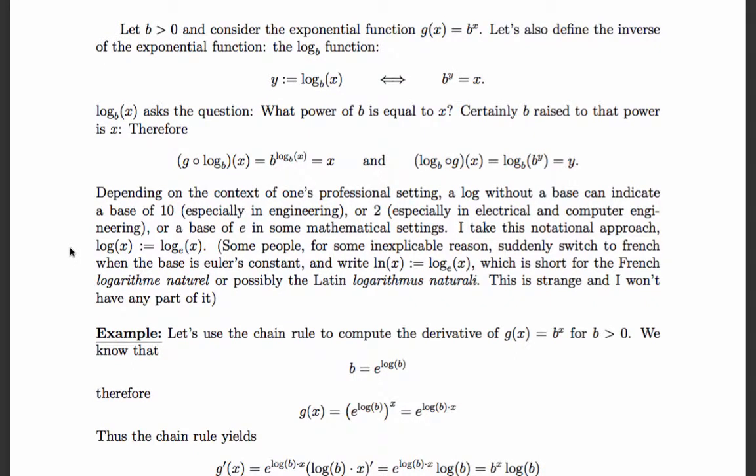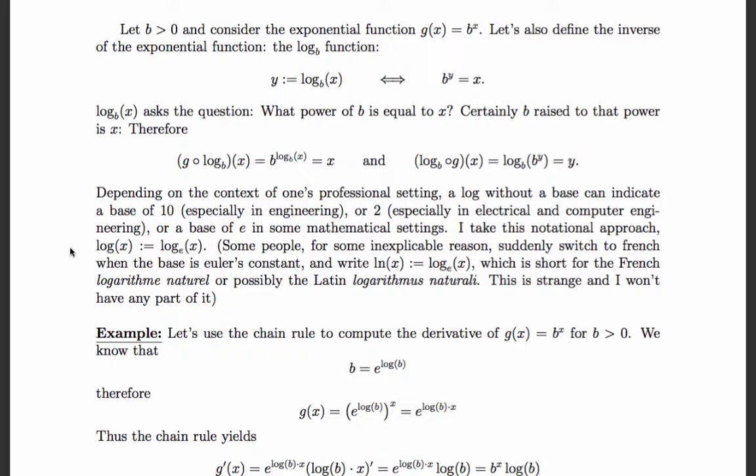So let our base b be positive and consider the exponential function g of x equals b to the x. Let's also define the inverse of the exponential function, the log base b function. When I say it's the inverse, that means if log b maps x to y, then b to the y is equal to x.